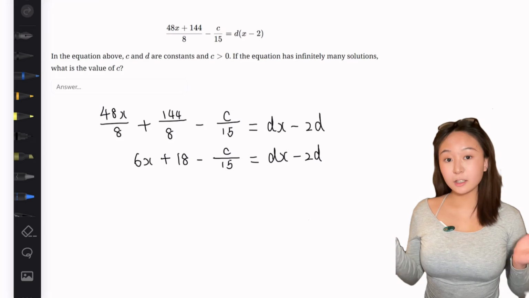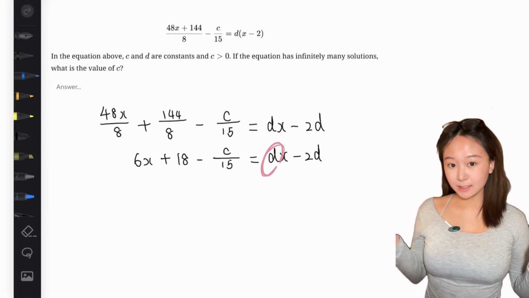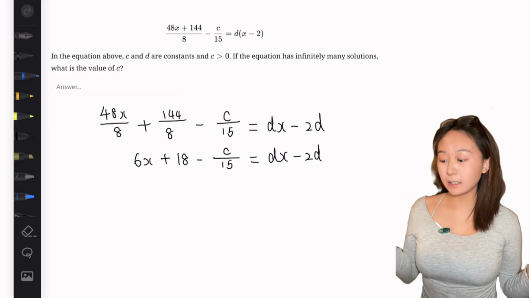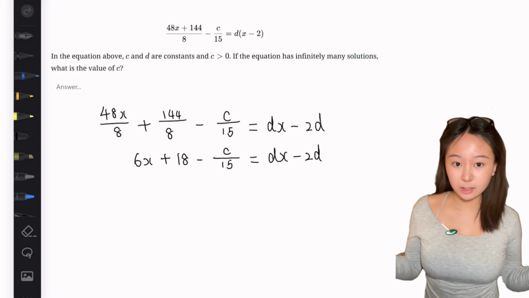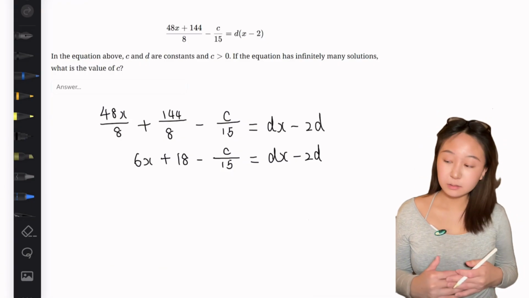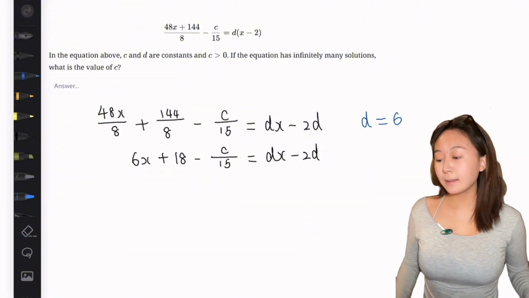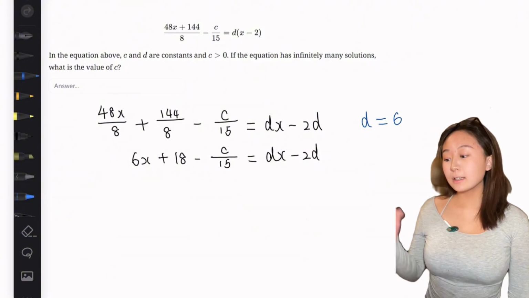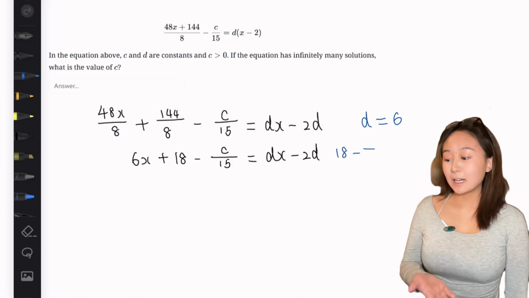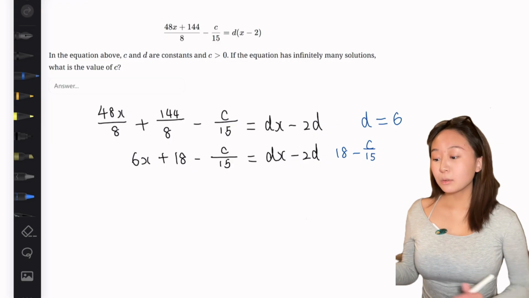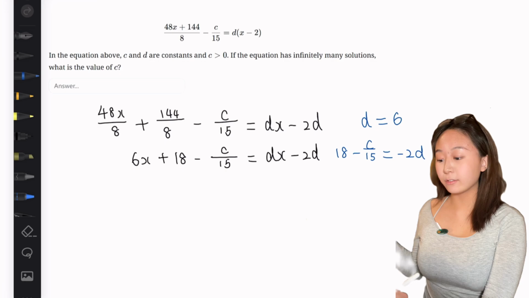First, what are the coefficients? On the left-hand side, it is 6, and on the right side, it's d. And since we know that to have infinitely many solutions the coefficients have to be equal, we can write down d equals 6. And now for the constants, on the left side it's 18 minus c over 15, and on the right side it's negative 2d. So we can write down 18 minus c over 15 equals negative 2d.